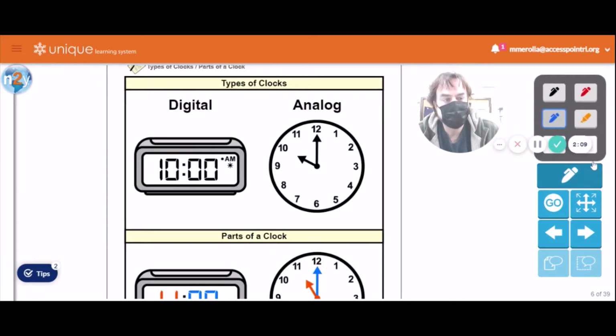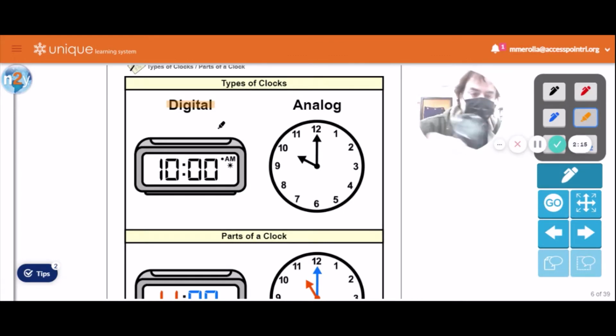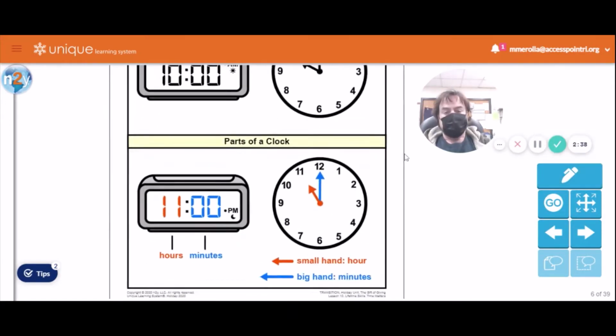Now we're looking at two different types of clocks. We have the digital, like that. And then we have the analog. Analog is the face clock with all the funny little numbers and little hands and stuff. Probably the harder of the two to read and understand. And the parts of the clock.